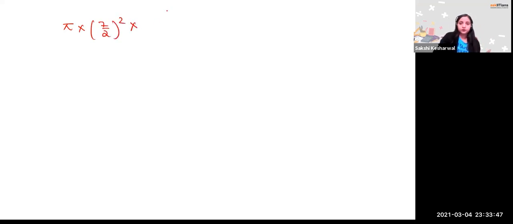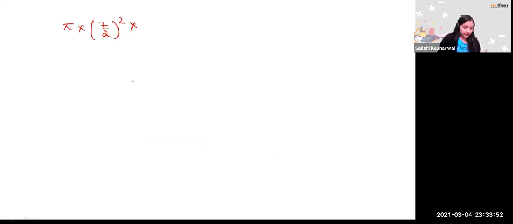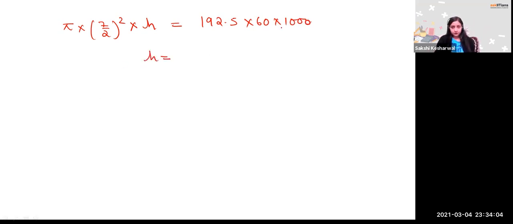The rate of flow. It says find the rate of flow. So it says that h is equal to what? That's the h. And it says 192.5 into 60 into what, beta? 1000, right? If you do the calculation, the h is going to be what? I have the answer. It's like 3.